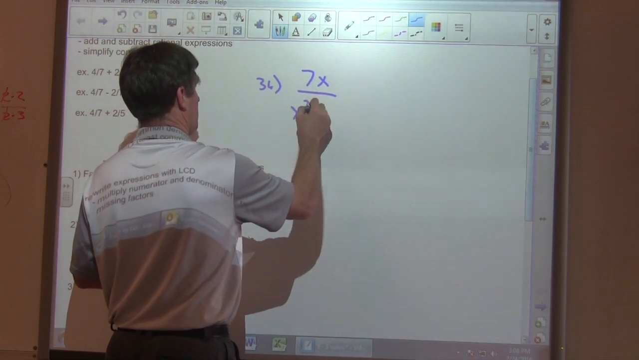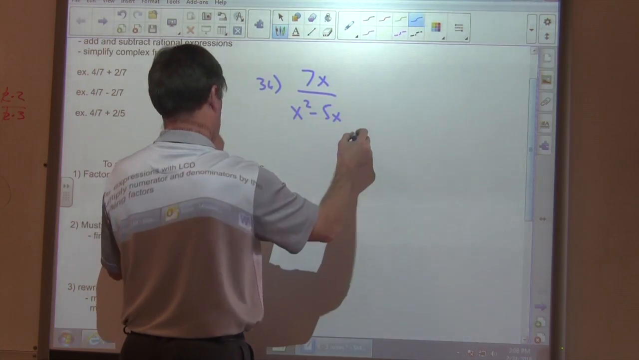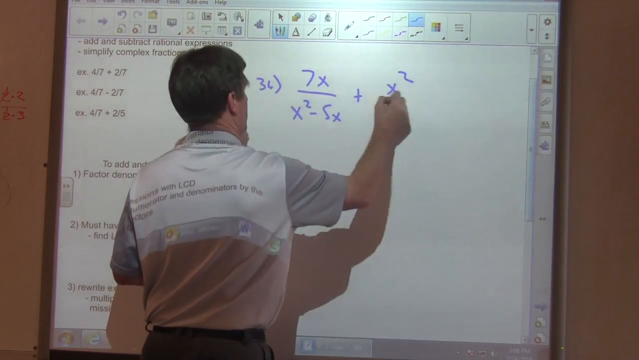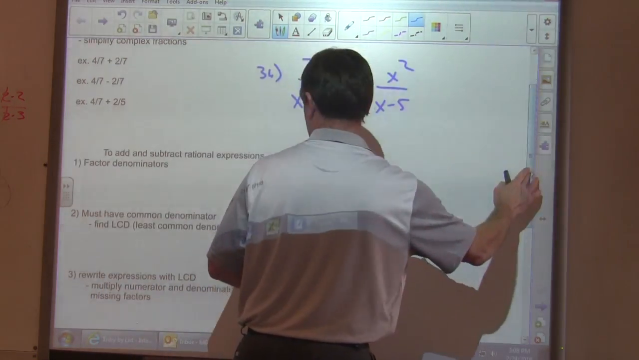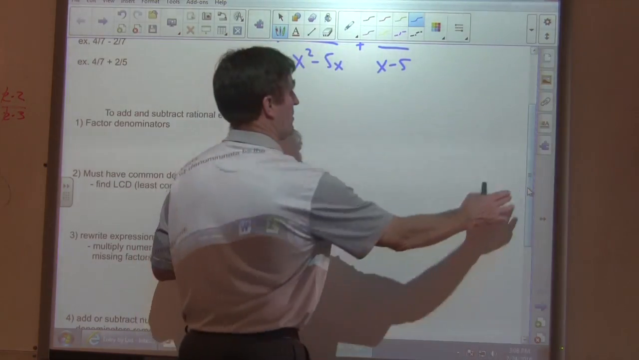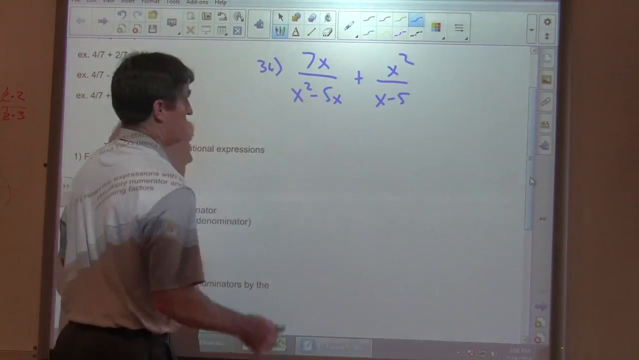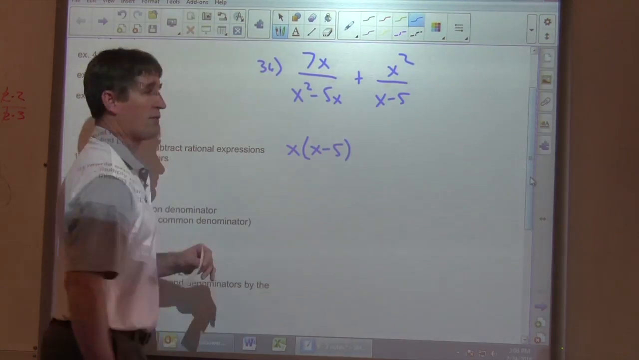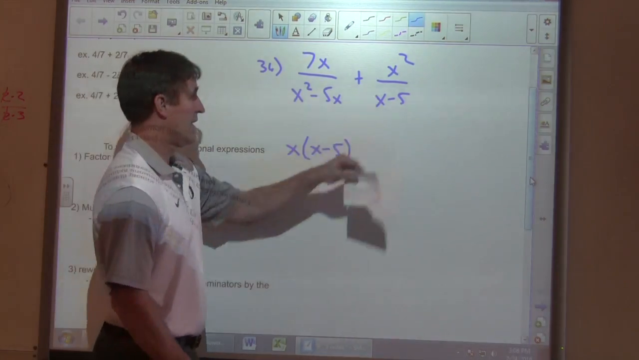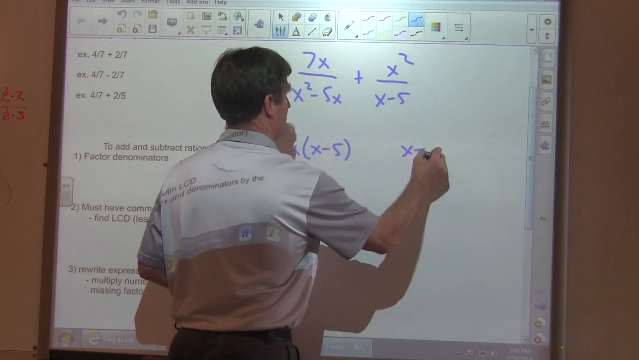7x over x squared minus 5x plus x squared over x minus 5. So again, we're going to factor the denominators. I can pull an x out of this. Remember, you always check for greatest common factor first. Can't factor x minus 5.